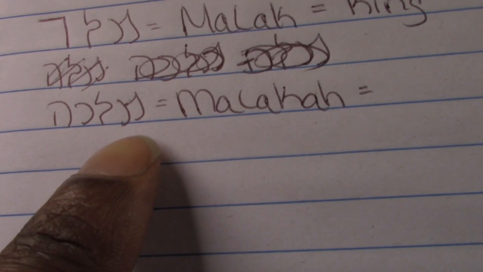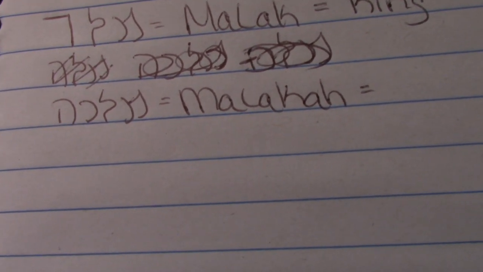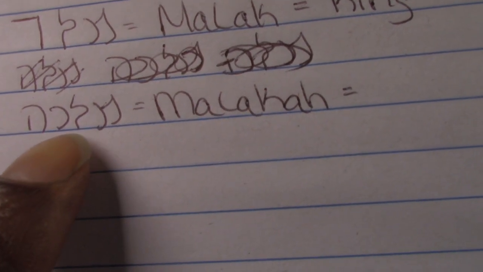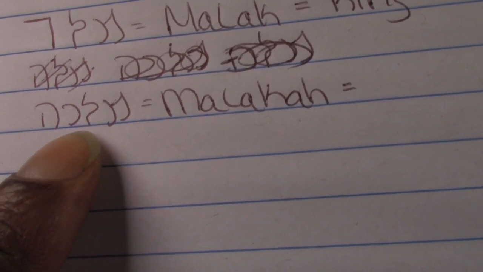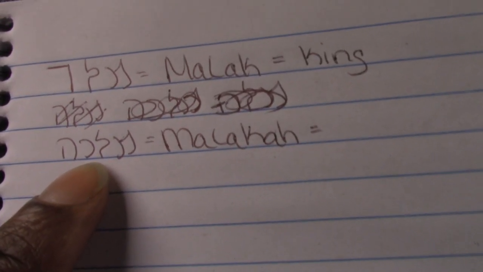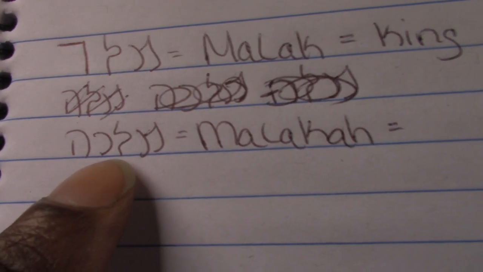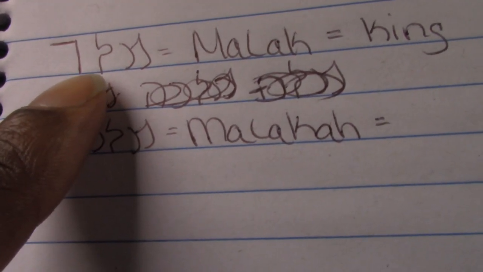And then you got the same word, it's just an H is added. So it's malaka. Now the K is right here in the middle, looking like a C backwards. But that's malaka. So remember, this is the K and that's the K, but that's the final K.